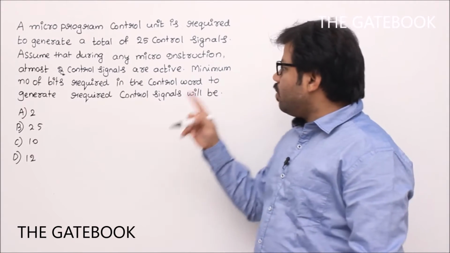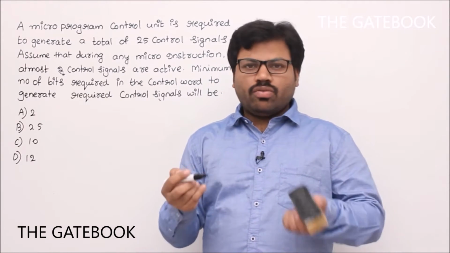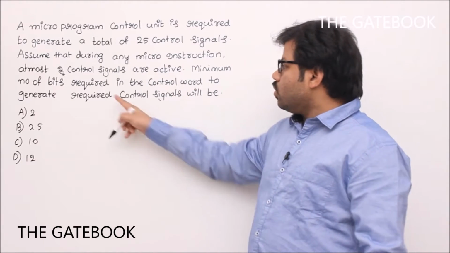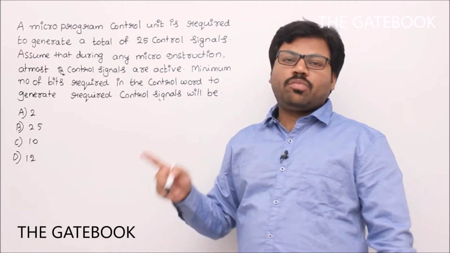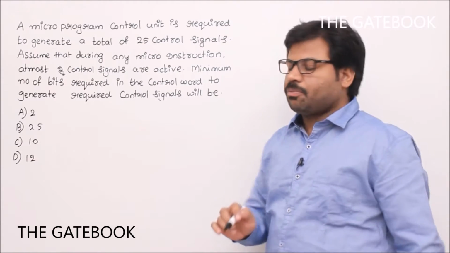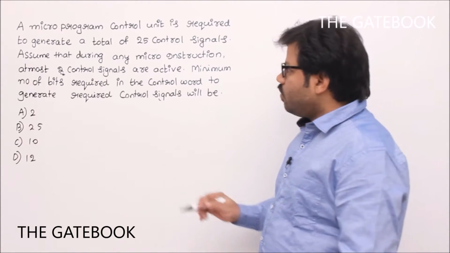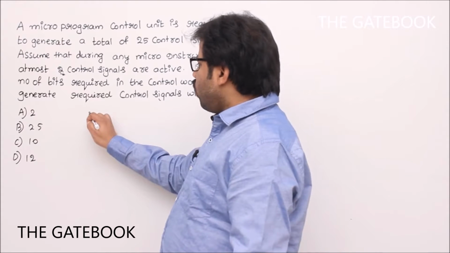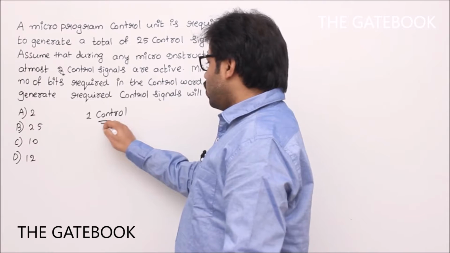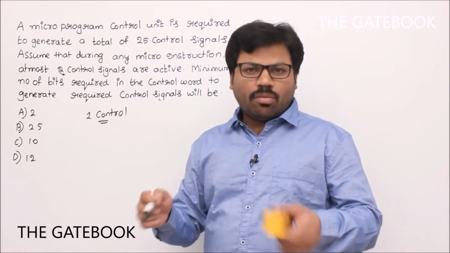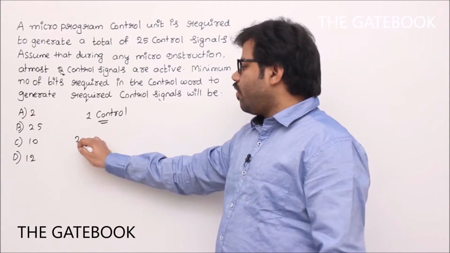So the question is about the minimum number of bits required to store in the control word to generate these control signals. But at a time, at most 2 control signals are active. Okay. Now I will tell you one question. If the problem is exactly 1 control signal active, what we can do, I will tell you. Only 1 control signal. If you don't want to do optimization, the answer is directly 25.